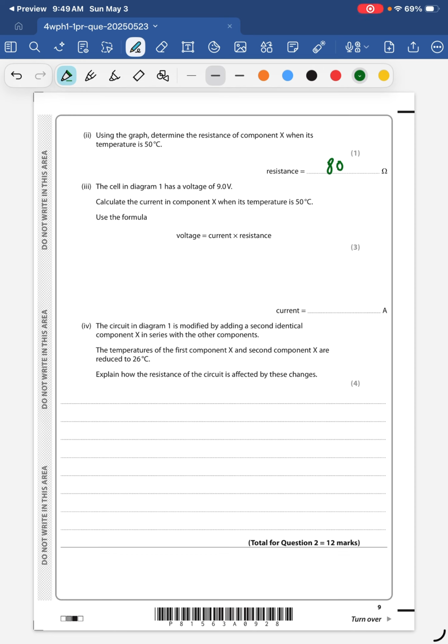The cell in diagram 1 has a voltage of 9 volts. Calculate the current in component X when its temperature is 50 degrees Celsius. Use the formula voltage is current times resistance. Okay, so current is voltage over resistance. So 9 volts over 80 ohms yields 0.11 amps, or we can write 0.1 amps, okay?